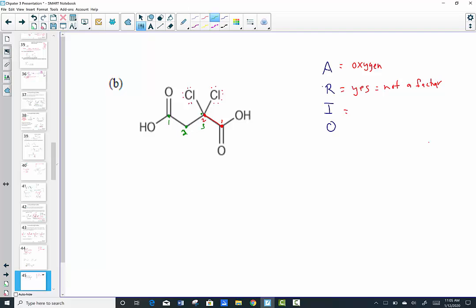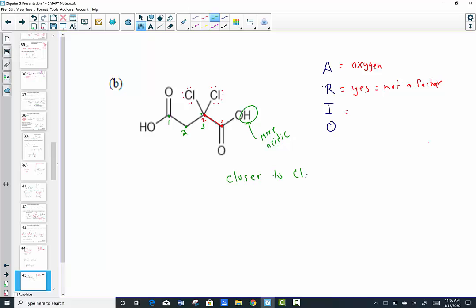How about this one or this one? Which is most acidic? ARIO. They're both attached to oxygen. So this hydrogen and this hydrogen are attached to an oxygen, so that's not a factor. Resonance. This hydrogen is right next door to the pi bond.